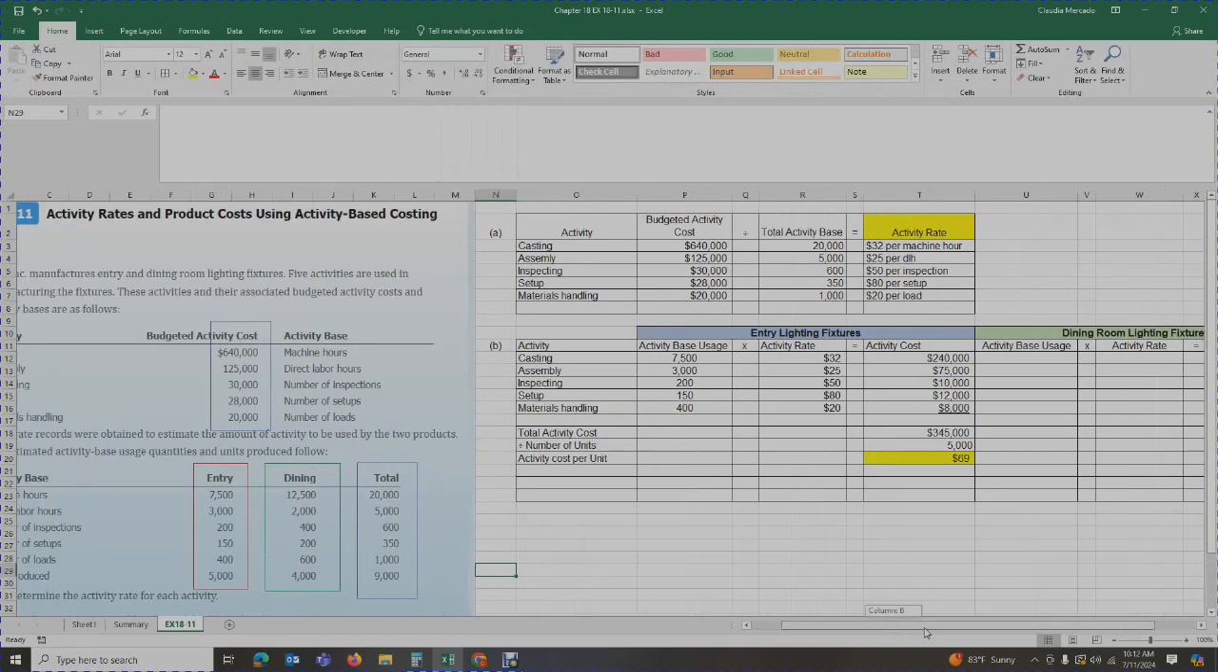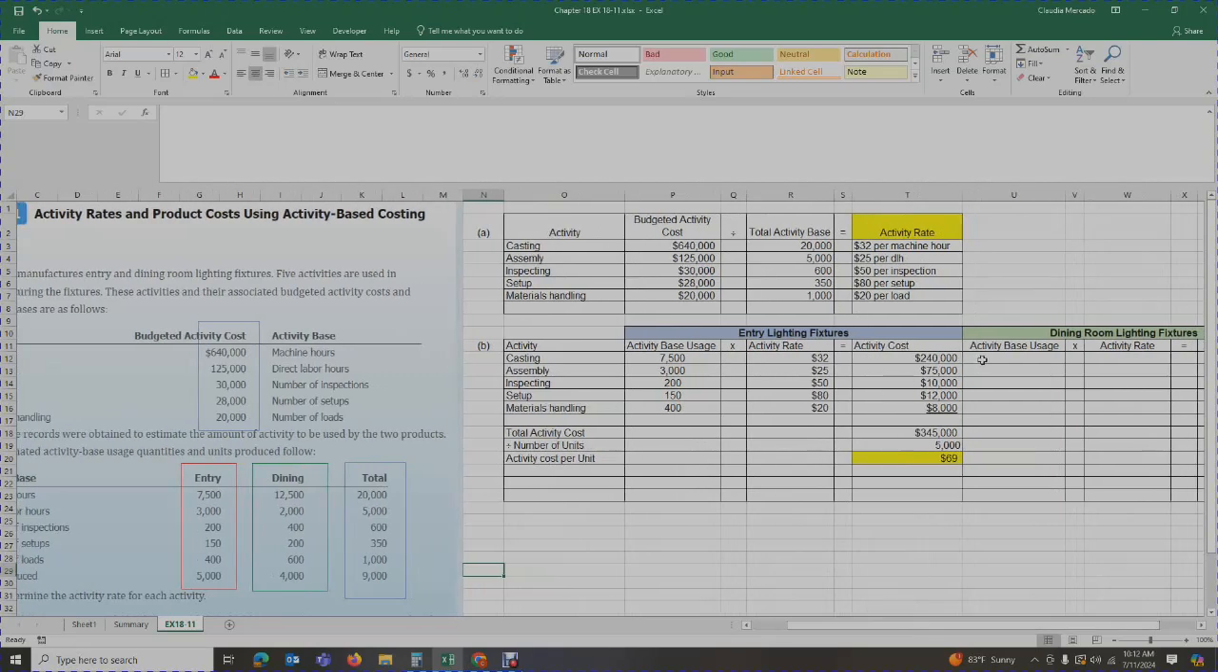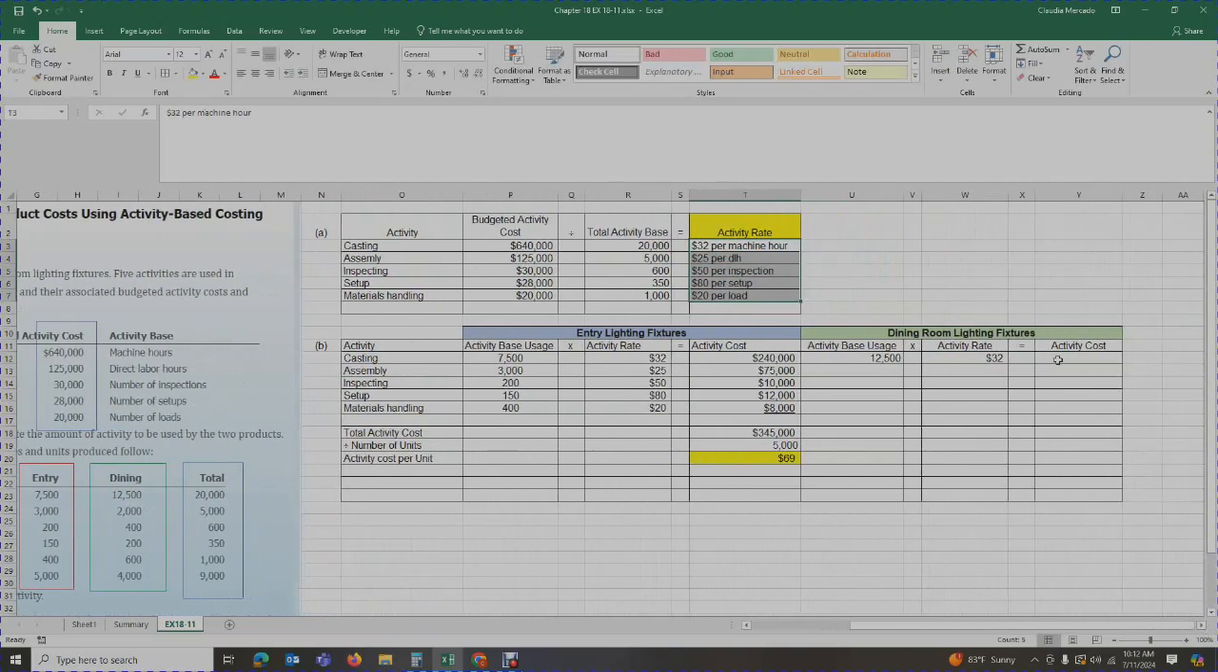Okay, so the activity base, we're going to have casting once again. I don't have to enter it because I already have it here, casting. My activity base usage is 12,500. My activity rate for casting is $32, and I'm getting it from up here. Remember, we get the rates from up here. So we're going to multiply the 12,500 times the 32. That gives me 400,000.